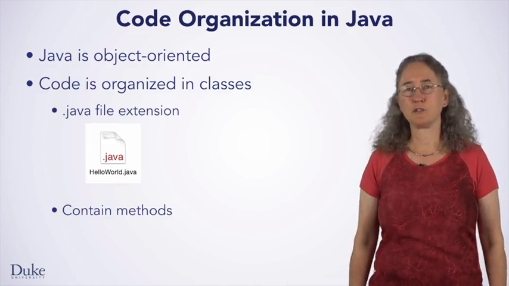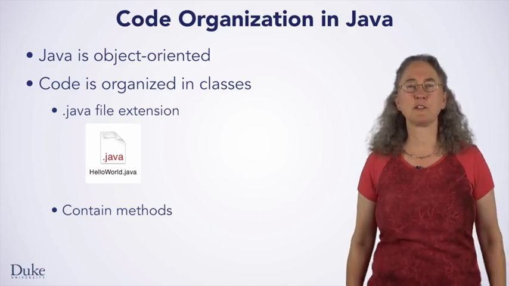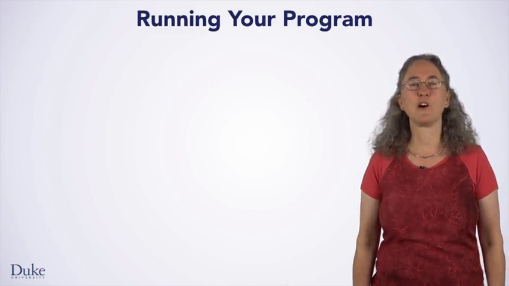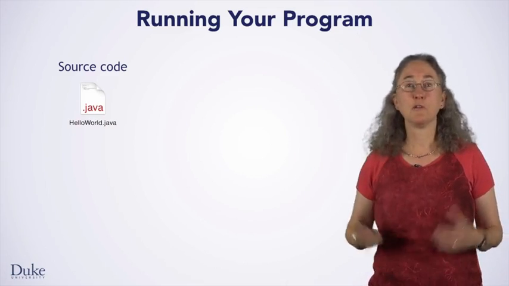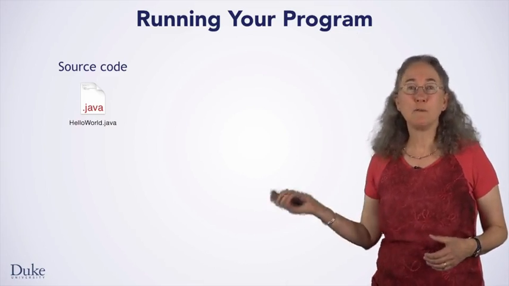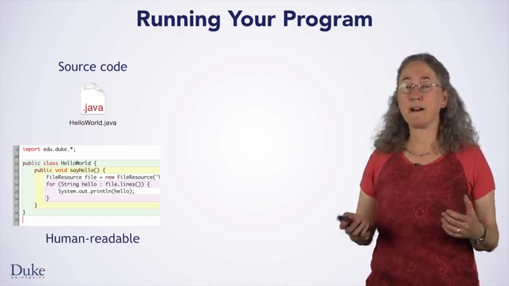In a Java class, you will write one or more Java methods, instructions for your computer to carry out when you run your program. The code you write is called source code. Source code is high-level code, which is human-readable but not machine-readable. So when I open this Java class here, I can read the Java program one of my fellow instructors wrote in it.